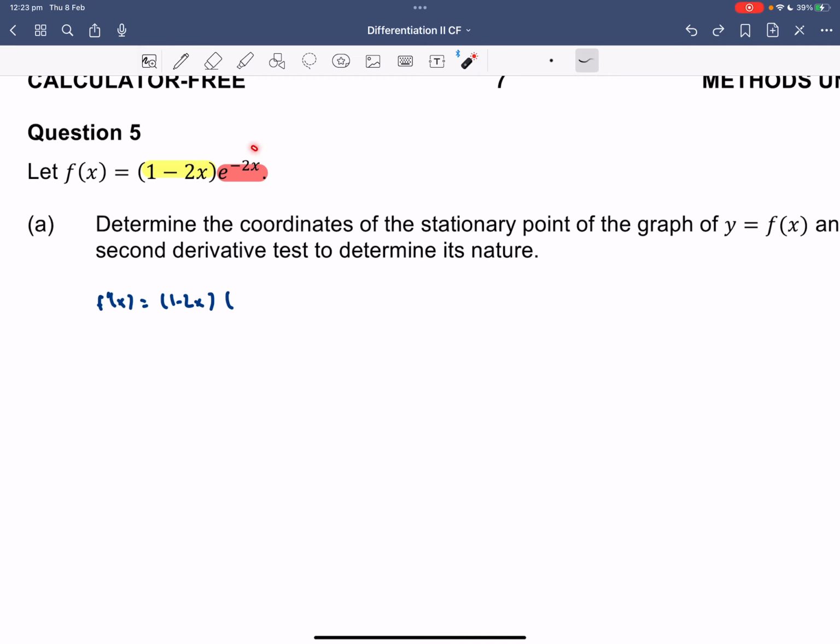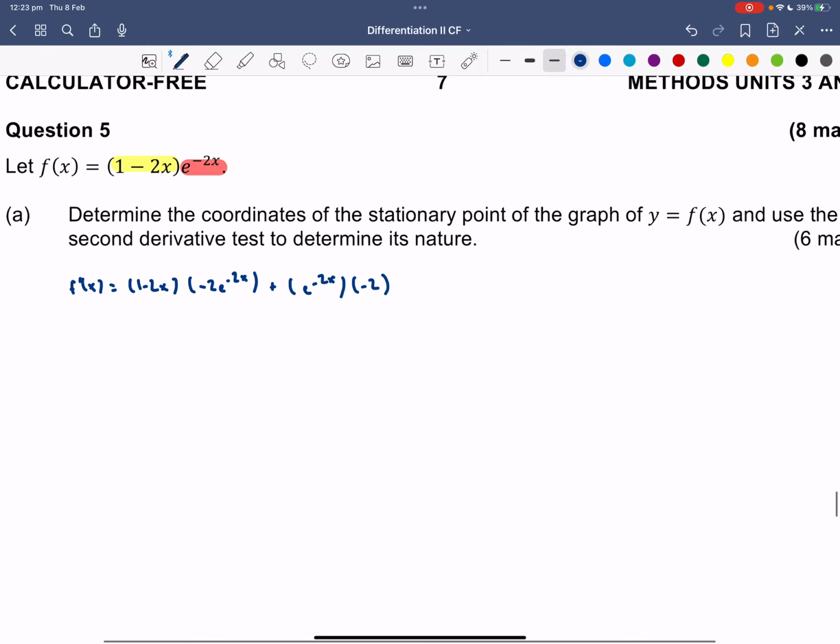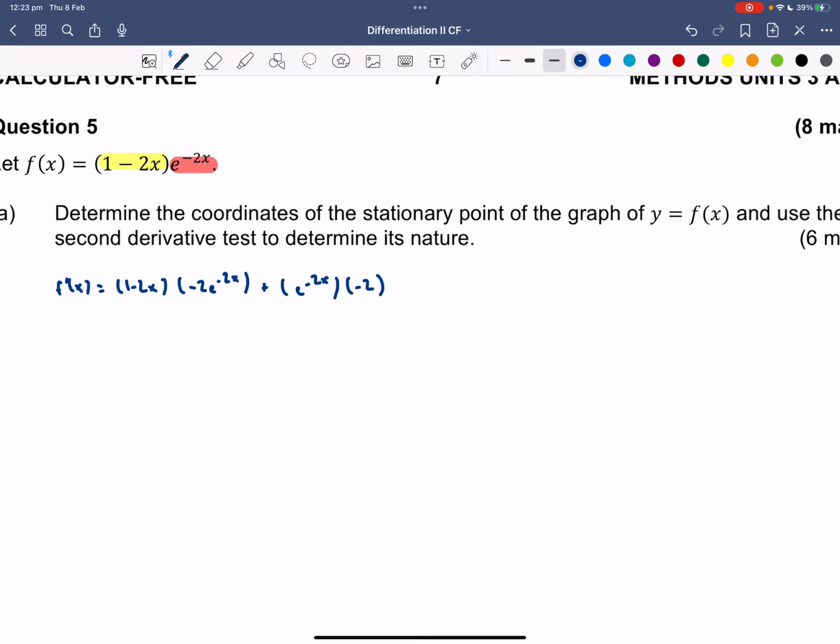Now, how do you differentiate e to the power of something? You bring the derivative of the power to the front, plus the other way around. Okay, are we trying to let it equal 0? Yes, we are. We're trying to find out when f dash is 0. Since we're trying to let it equal 0, it is best to simplify. Anytime you're letting the derivative equal 0, it is best to simplify.